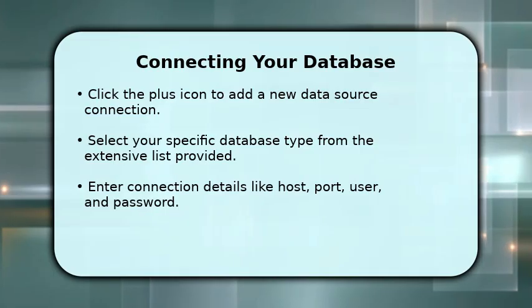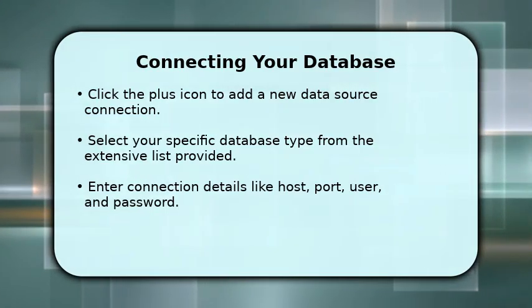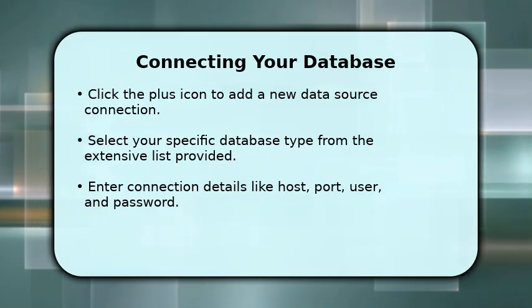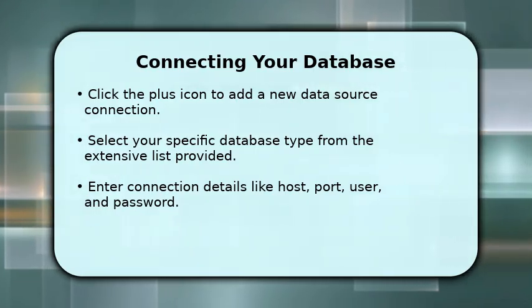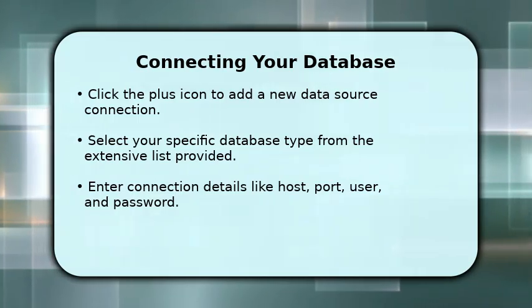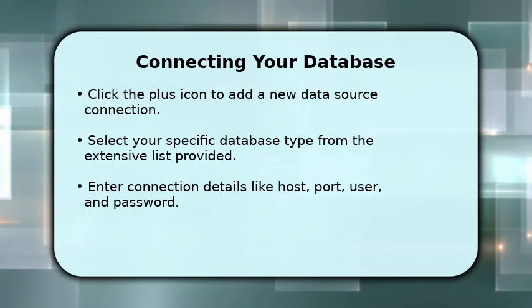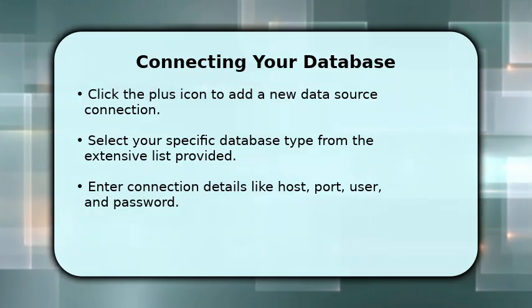Now that DataGrip is installed, let's connect to a database. In the DataGrip interface, locate the database tool window, usually on the left. Click the plus icon to add a new data source. A drop-down menu will appear, allowing you to select your specific database type, such as PostgreSQL, MySQL, or SQL Server.